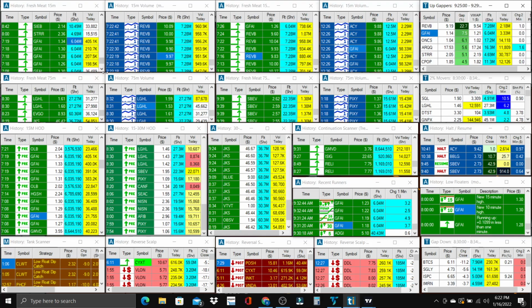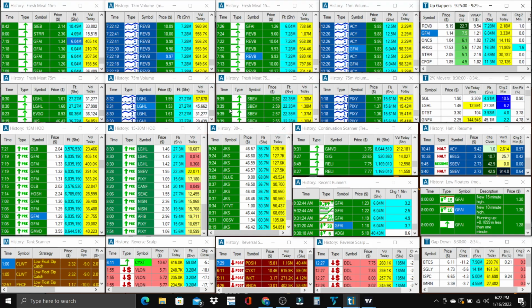So I really rely on these two scans, which are a pair. This scan goes hand in hand with this scan, and likewise this scan with this one here. Then down here you're going to see the normal high of day, 15 million share float high of day, 15 to 30, and then 30 and up. Anything making high of days, we're going to see them here. So these scans I rely on pretty heavily in the pre-market.